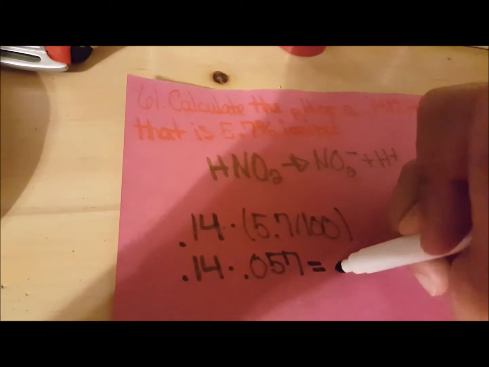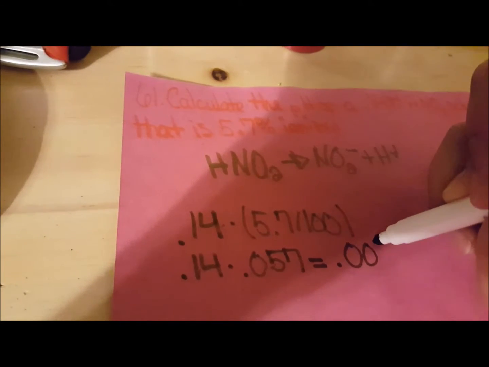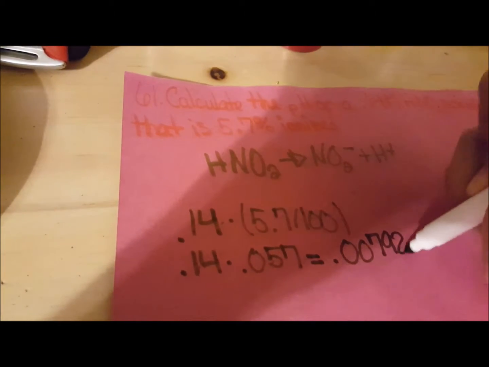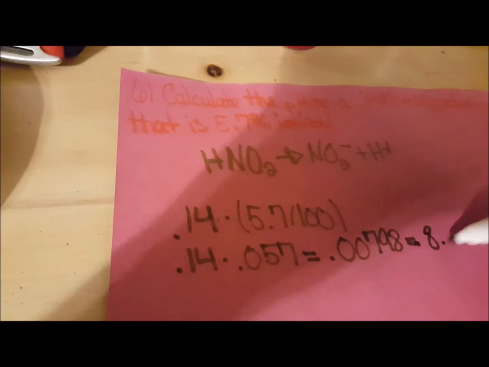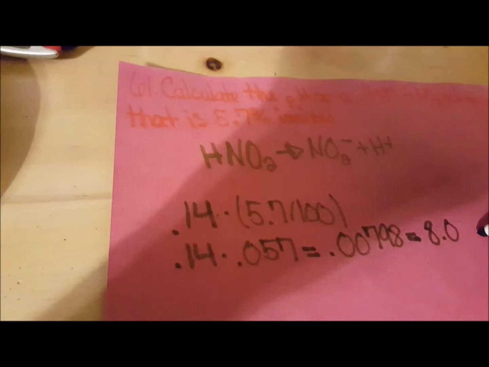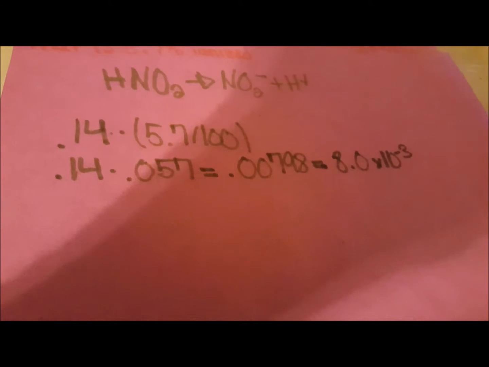And if you go ahead and plug this into a calculator, we go ahead and get 0.00798, which is also equal to, if we go ahead and round it, 8.0 times 10 to the negative third. And that gives us our final answer.